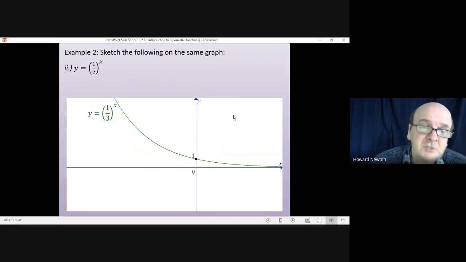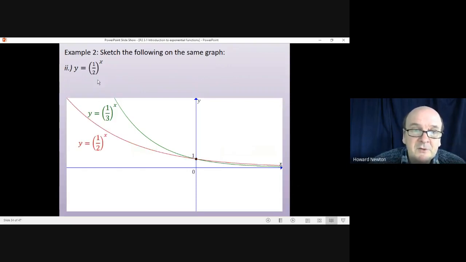If I change the number to a half, now that's a bigger number, but the consequence of that is that things actually happen more slowly. So if I draw a half to the power of x, it'll head towards 0 more slowly, and it'll get bigger more slowly, and it'll look something like that.